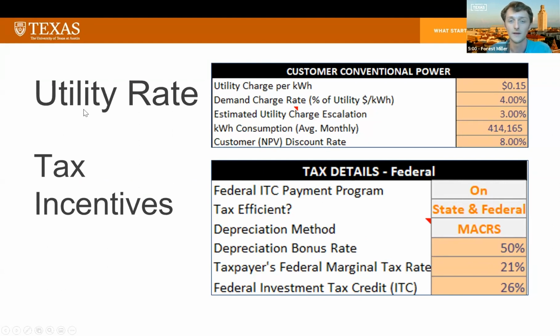The utility rate that we found was most accurate and most common for this area was about 15 cents per kilowatt hour. And as far as tax incentives go, we did say that the federal investment tax credit at a rate of 26% would be on. Even though it is currently only extended at that rate through 2022, it has been re-upped many times in the past, and so we are relying on that continuing trend. It's also worth noting that we depreciated our system with the MACRS rate over the course of 20 years and used a customer discount rate of 8% for our net present value analysis.